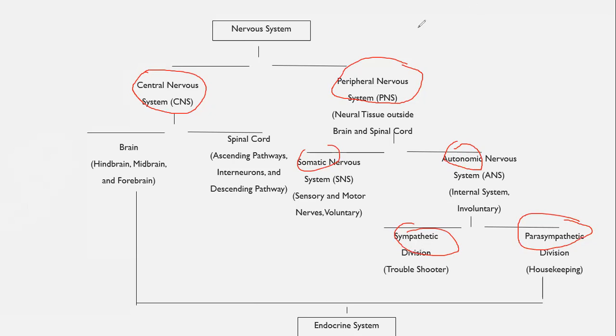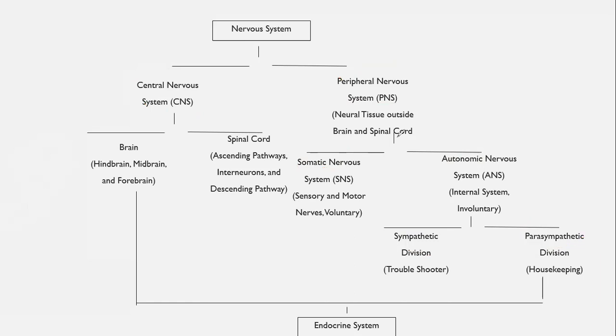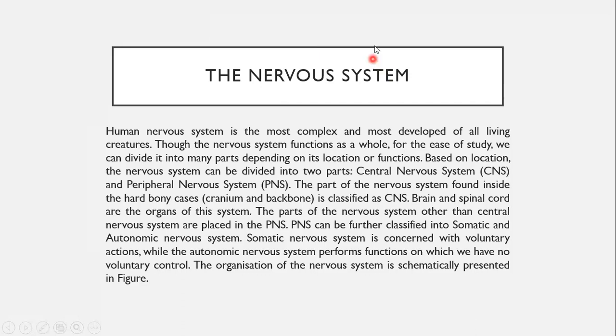And next to it, let us see in detail about the nervous system. The human nervous system is the most complex and most developed of all living creatures. We already compared it to the cat, fish, and ocean animals in the earlier session. So the most sophisticated and highly developed brain is only in the human.